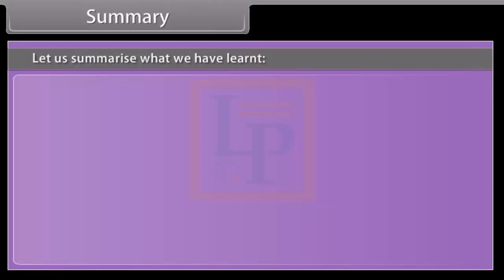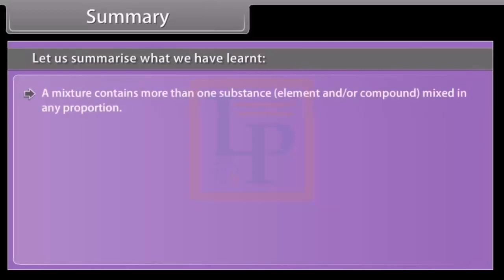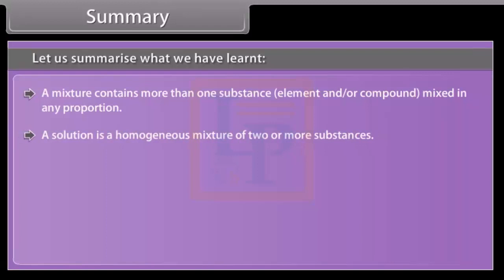Summary. Let us summarize what we have learned. A mixture contains more than one substance, element or compound, mixed in any proportion. A solution is a homogeneous mixture of two or more substances.